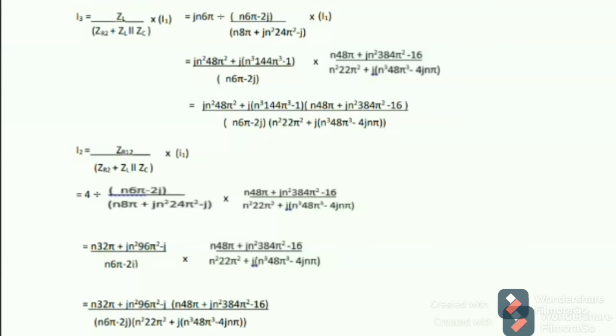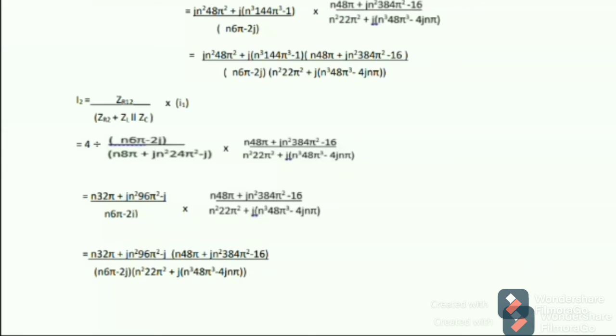For I2, we know the formula is ZR1 over ZR2 plus ZL parallel ZC multiplied by I1. We solve the equation and we've got the answer n 32 pi plus j n square 56 pi square minus j bracket n 48 pi plus j n square 384 pi square minus 16 bracket over bracket n 6 pi minus 2j bracket n square 22 pi square plus j bracket n cube 48 pi cube minus 4j n pi.